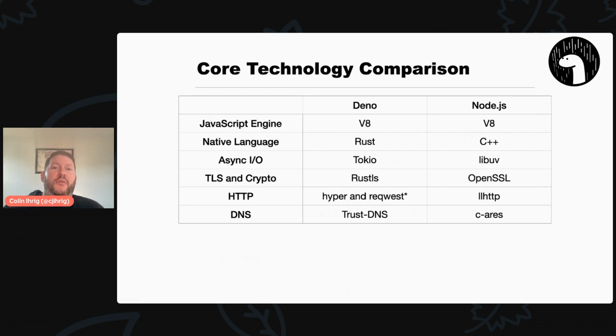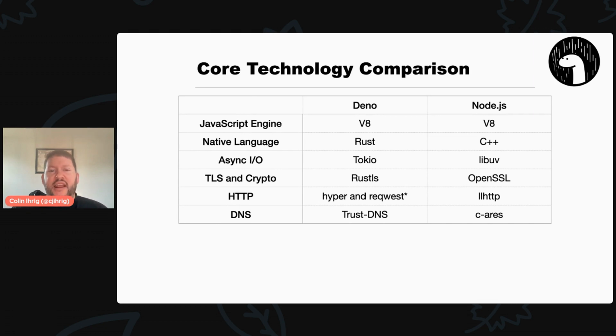So next, I wanted to talk about kind of the core technologies underneath of Deno. I'll talk about what is inside of Deno, and then just for comparison purposes, what's inside of Node.js if you're more familiar there. So both are JavaScript runtimes that are built on top of the V8 engine, which was a project created by Google, which is what powers the Chrome browser. That's kind of where the similarities stop.